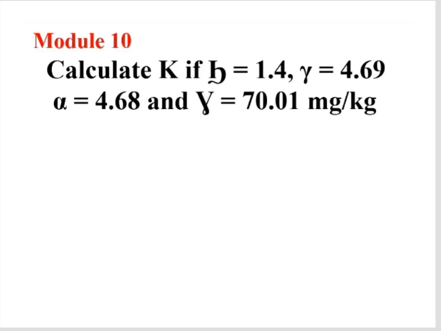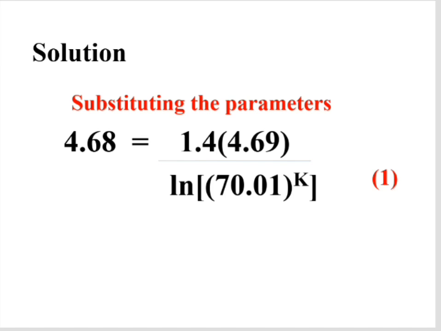In model 10, it says calculate k if the other empirical constant 1.4 is given. Here the final solution pH is 4.69, the initial solution pH is 4.68, and the zinc extraction concentration is 70.01 milligram per kilogram. If we substitute these values into the model, we're going to have 4.68 equal to 1.4, multiplying the final solution pH, which is 4.69, all over the natural log of brackets 70.01 raised to power k, which is the unknown empirical constant.